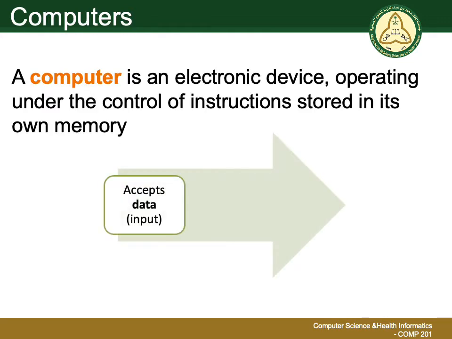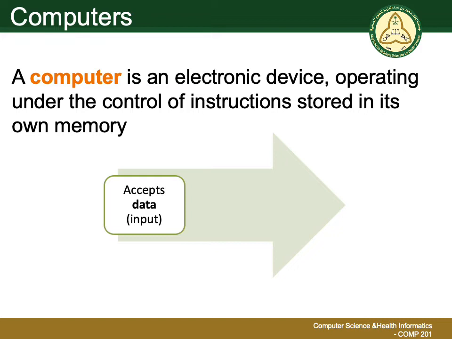Now let's go and define what we mean by a computer. Maybe every single day you hear the word computer. What is a computer? A computer is an electronic device. This device is operating under the control of instructions stored in its own memory. So a computer cannot work by itself. We have to provide some kind of information to this computer so it can carry out a specific task.